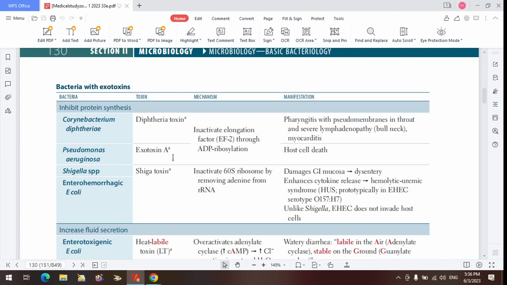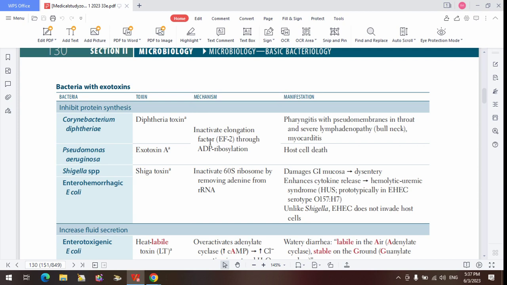Once you see Pseudomonas infection, most of the time they will not ask you the name of the toxin. They will just ask what is the mechanism of action of that toxin. So they both inactivate the elongation factor by ADP ribosylation. So what will now be the clinical effect? Both of them will halt protein synthesis. For Pseudomonas, it's just going to cause necrosis of that cell immediately. So that is why you tend to notice that the majority of Pseudomonas infections are actually very severe.